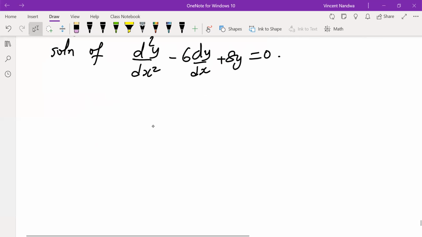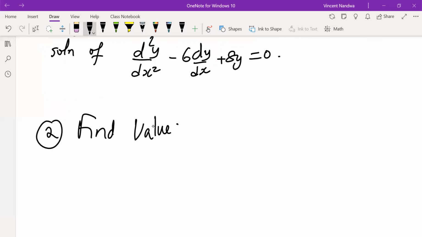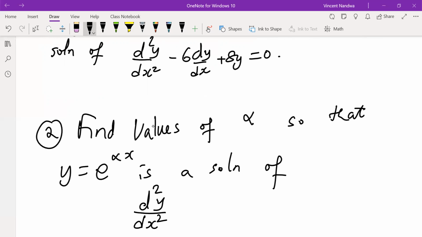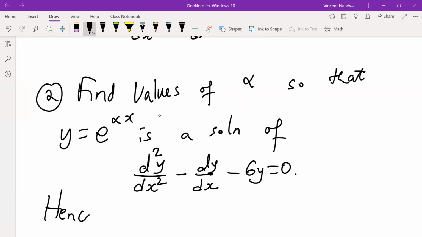Example 2. Find values of alpha so that y equals e raised power alpha x is a solution of this differential equation. Hence, state the general solution.